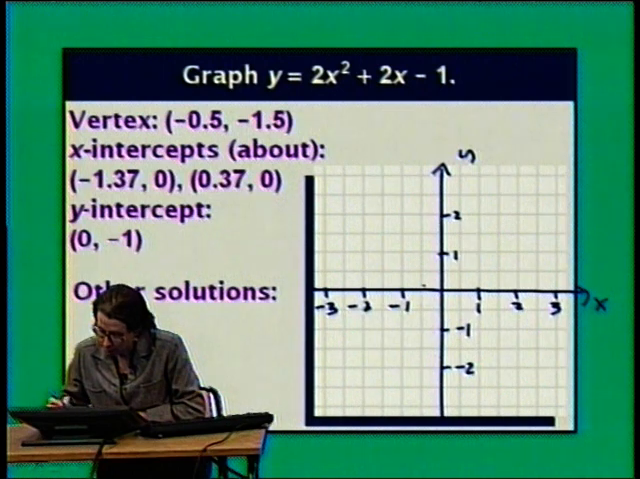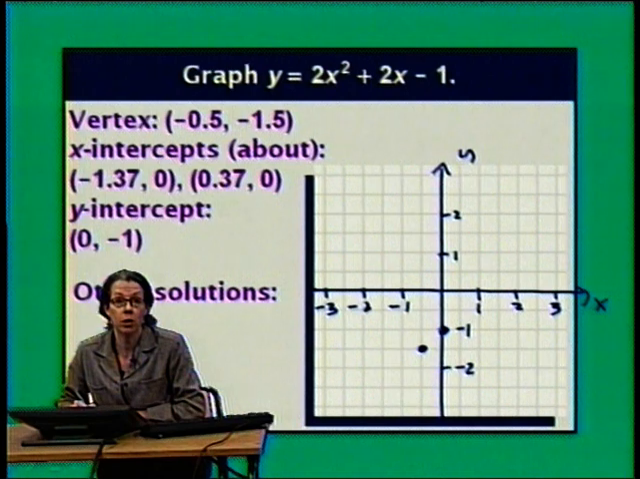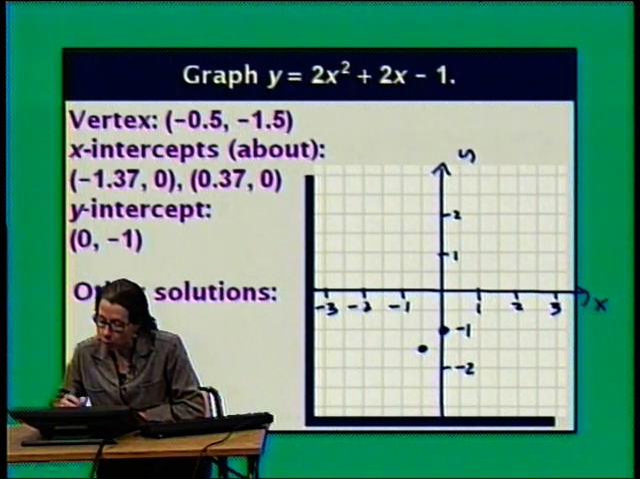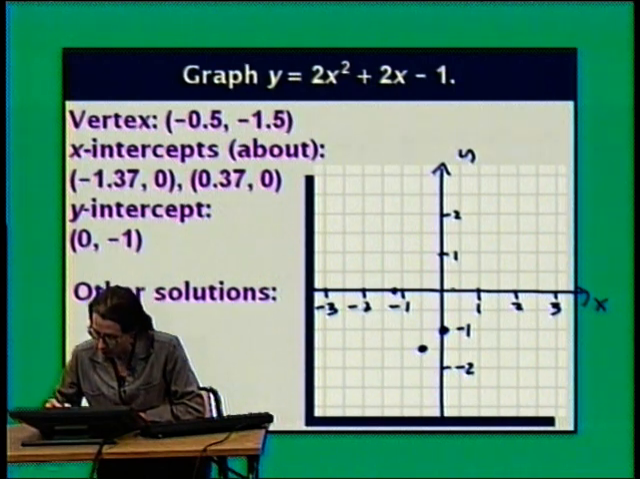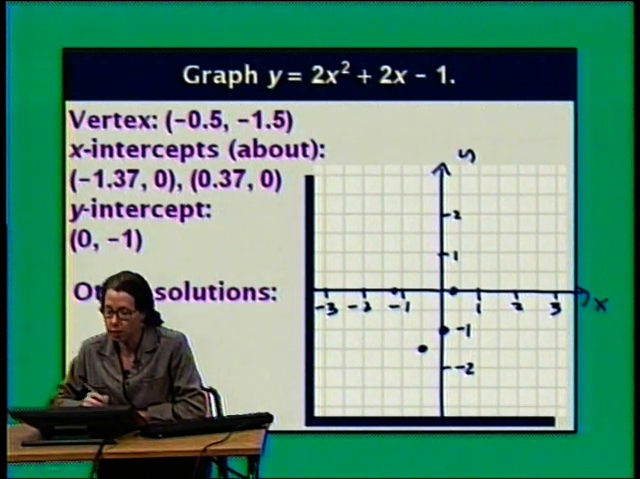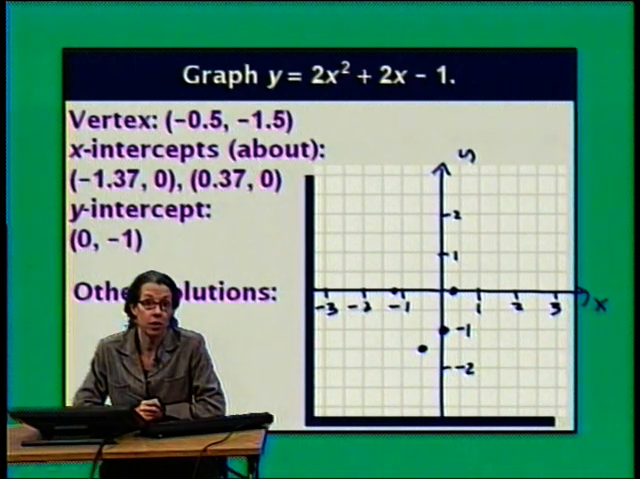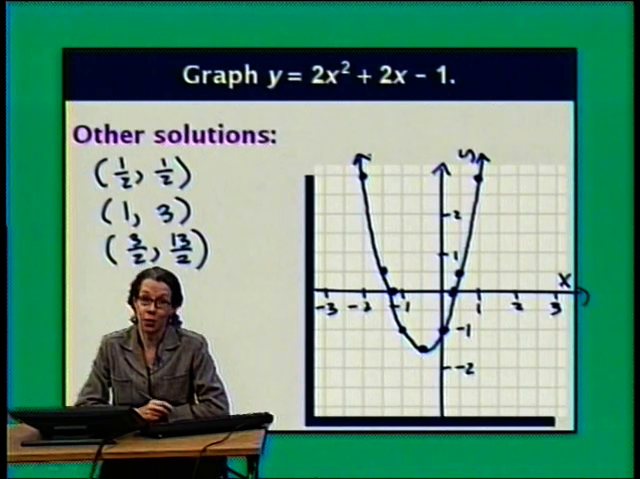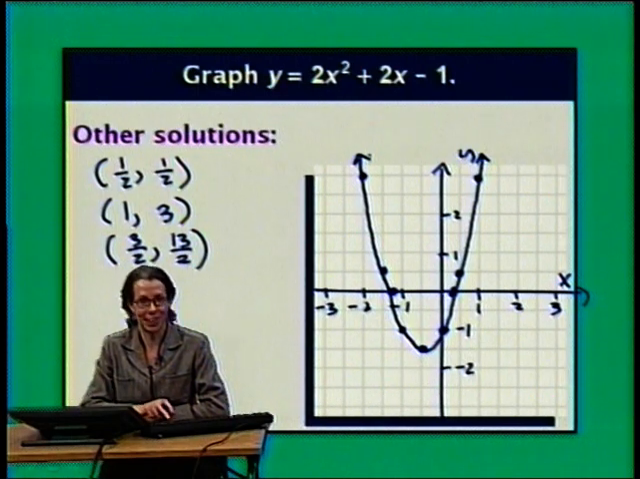So I have (-1/2, -1.5), (0, -1) is my vertical intercept, and about -1.37 and about 0.37 are my horizontal intercepts. Now I'm going to need to do a bunch of calculations to find a few more points. And I'm going to do that off camera, then we'll come back and plot all the points and graph the parabola. So finding some other solutions, using symmetry, we get a graph of this parabola. So that ends this lesson on graphing parabolas.